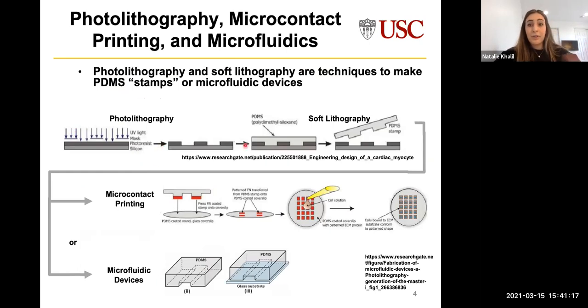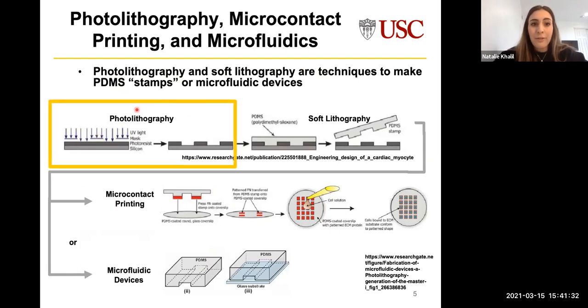And so this is a visual outline of everything we're going to cover today in lecture. So you don't actually have to understand everything on this slide just yet, but we'll keep referring back to this throughout the lecture. So hopefully this makes more sense by the end of lecture. But we'll start by describing photolithography.